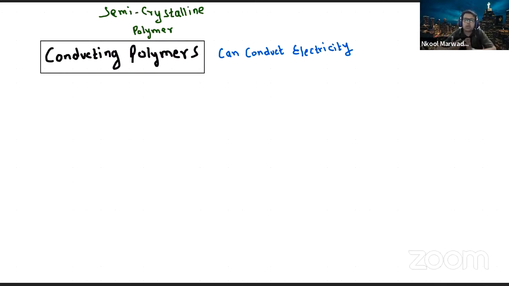Now, how is it possible? We have to discuss the chemistry behind that, like how we were able to make polymers conducting. Because the idea is, what is electricity? Electricity is the flow of electrons. And where are the electrons? Electrons are present in the atoms.